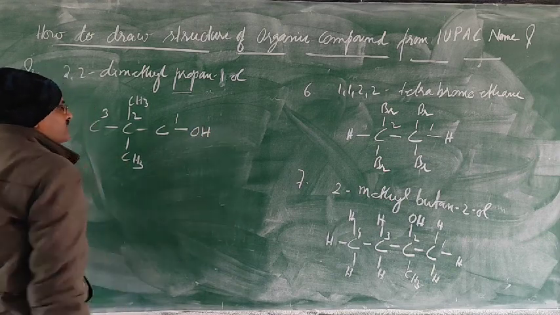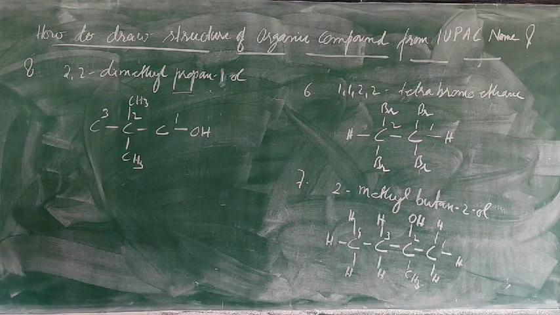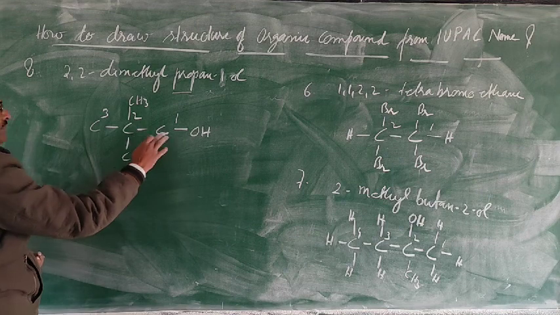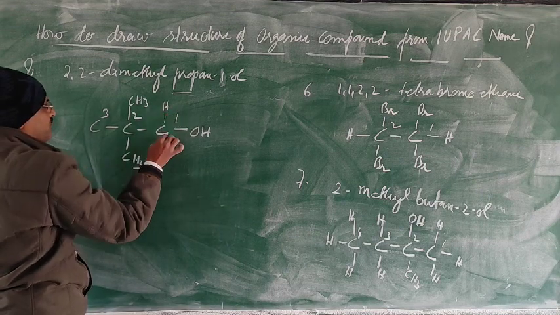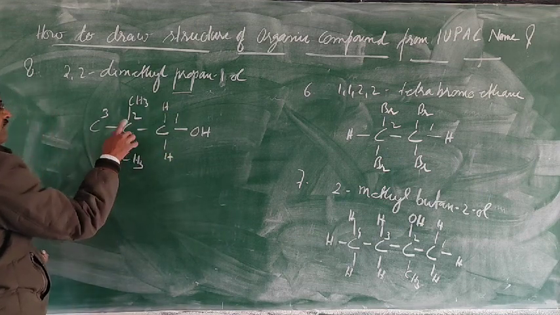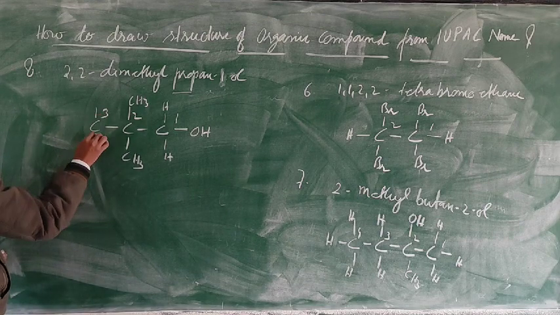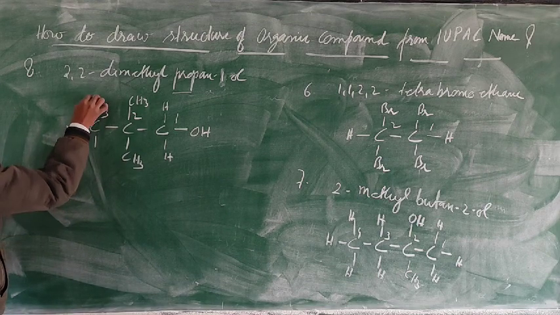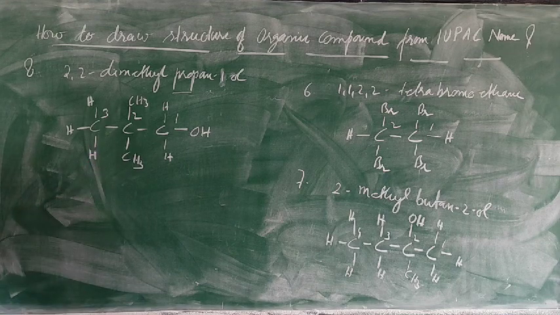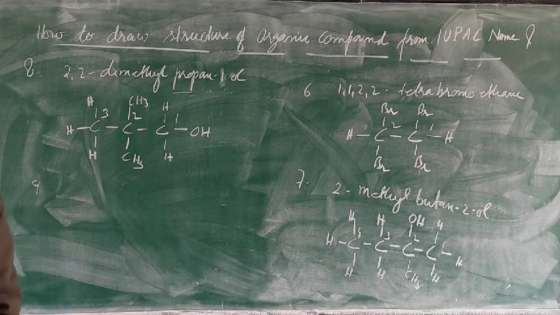First carbon OH. Now the rest of the valences you can fill with hydrogen. For this carbon 2 are filled, only 2 are left. This carbon all 4 occupied. This carbon 1 is filled, 3 are left. So this is the structure of 2,2-dimethylpropan-1-ol. Now the ninth one, 2,2-dimethylpropane.